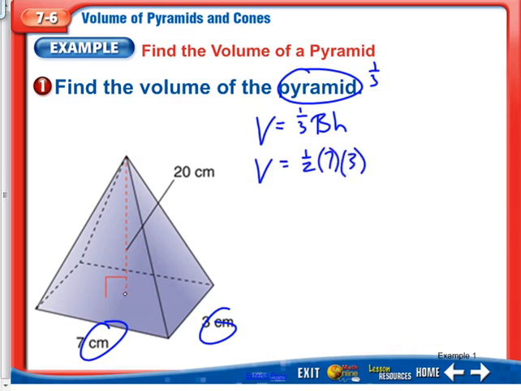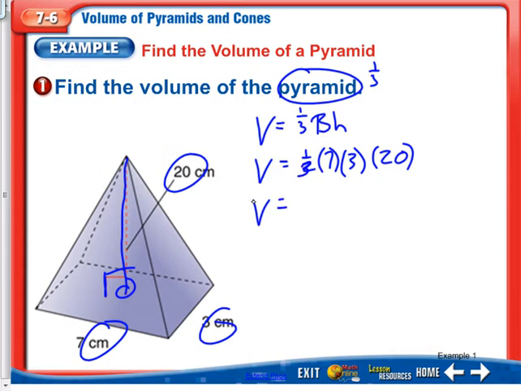And then the height of my pyramid would be this, which we call an altitude. It's the dotted line that goes all the way down to the center of my base, and it has a right angle at the bottom, showing me that it's coming straight down. So that'll be 20 centimeters. So my height is 20 centimeters. Oh, excuse me, I wrote 1/2. This needed to be 1/3.